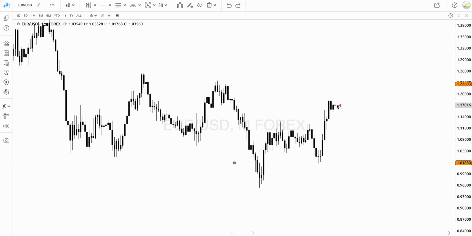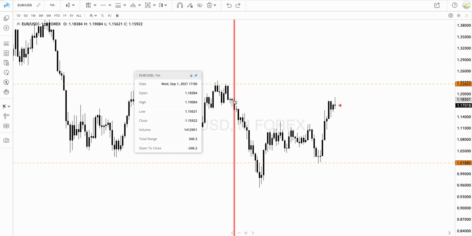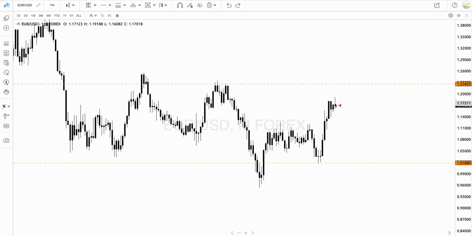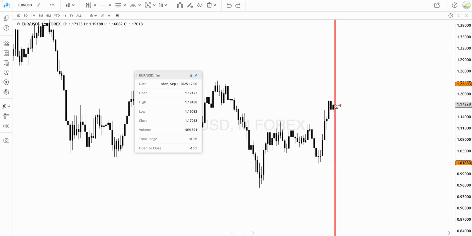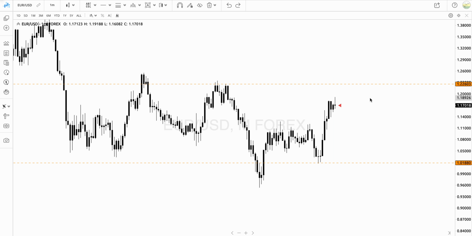This is still forming, so I can't count this as a high. Looking at this, let's see if our candle got taken out. The high of this was 1.19084, and the high of this candle that is forming is 1.1918. So by 13 pips, we got taken out. So this is no longer a high.